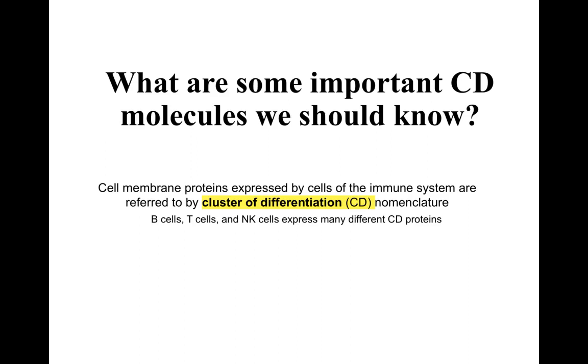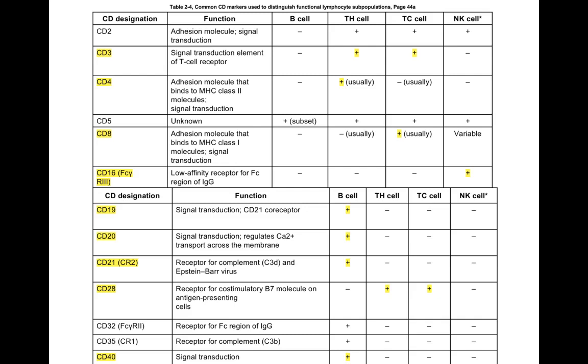So what are some of the important CD molecules we should know? CD stands for cluster of differentiation, and throughout the course we're going to look at more of them, but here are a few we should first start getting to know. All T cells have CD3 on their surface. Some T cells, the T helper cells, have CD4. The cytotoxic T cells have CD8. And natural killer cells can be identified by having CD16 on their surface.